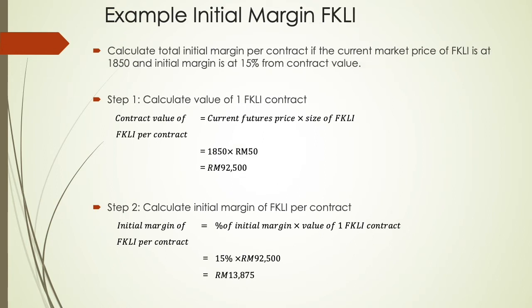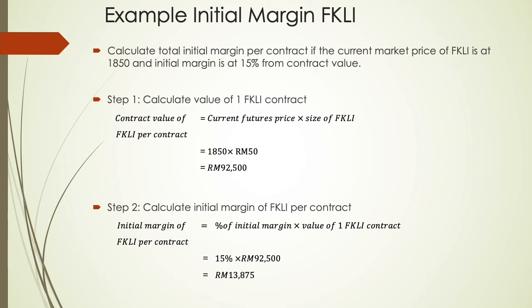Now we look at example to calculate initial margin for FKLI. So let's say question asks you to calculate initial margin per contract if the current market price of FKLI is at 1850 and initial margin is at 15% from contract value. So step number 1, you need to calculate value of one FKLI contract. So contract value of FKLI per contract is equal to current futures price times size of FKLI. So size of FKLI is 50 ringgit per contract times current futures price 1850. So contract value of FKLI per contract is 92,500 ringgit.